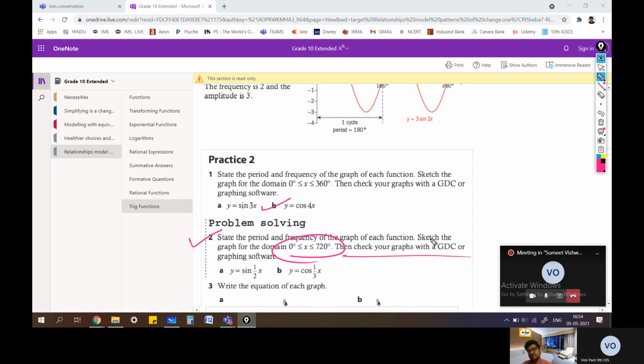Done? Yeah, sir. But sir, when they say frequency, in what units? Frequency is mostly in hertz, like when you go for the physics term. It is per second. It depends.